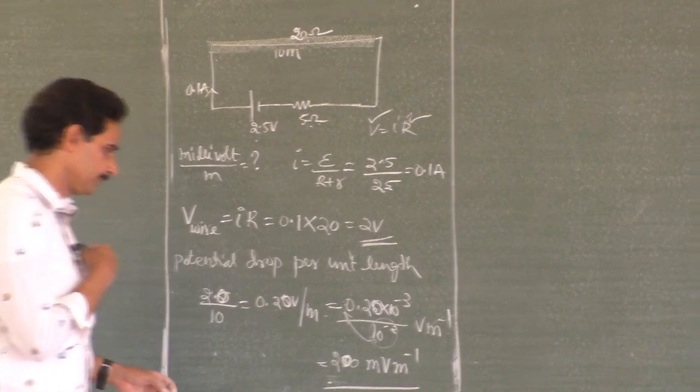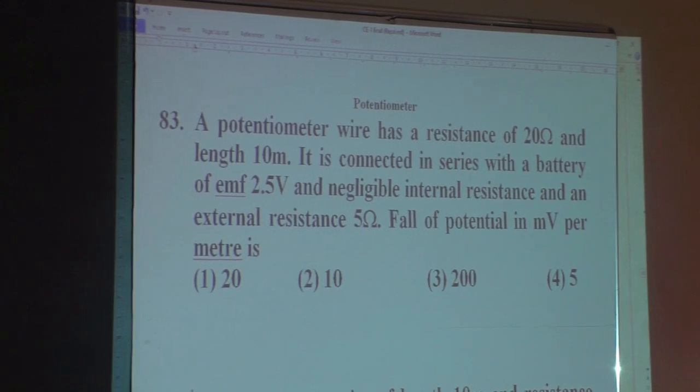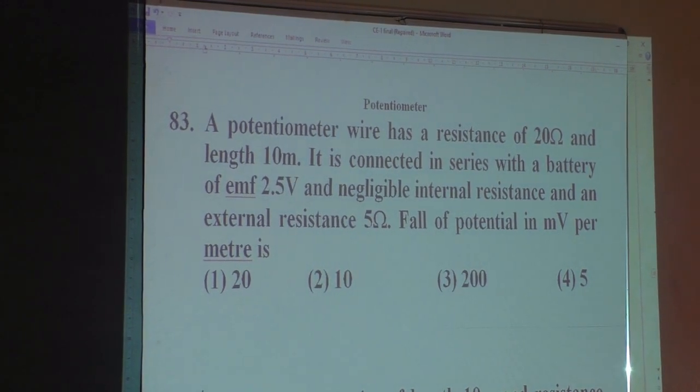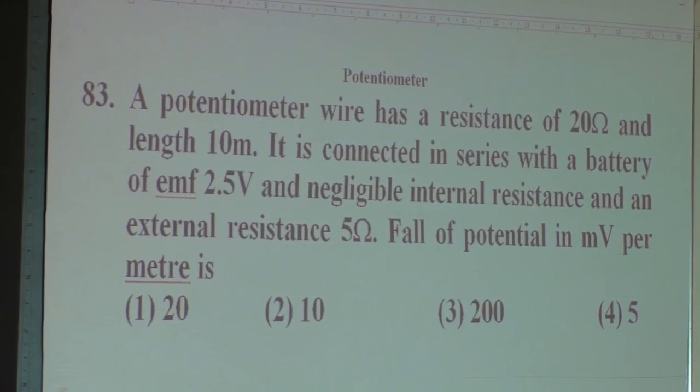Going to the problem, it is 2 volt across the wire. That is the only thing you have to divide across the wire. So the option is the third option, 200 millivolt per meter. We'll go to the next one, next problem.